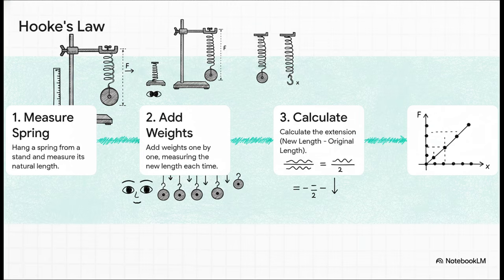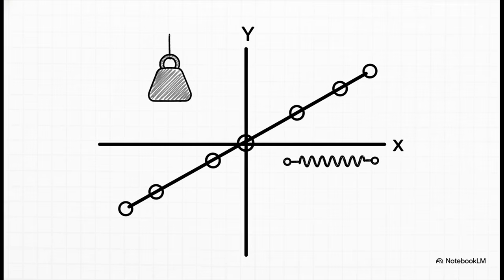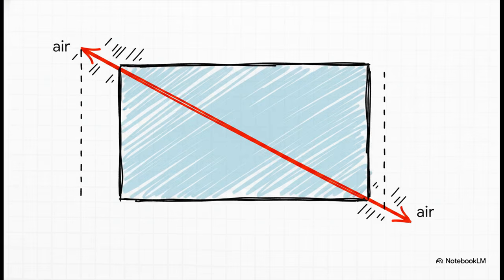You just keep doing that with more weights, and then you plot a graph of the force you added versus the extension you measured. And what you get is this really neat, satisfying result. Your points will form a perfect straight line that goes right through the origin of the graph. This proves that the force is directly proportional to the extension, and it gives us that famous little formula, F equals K times X.